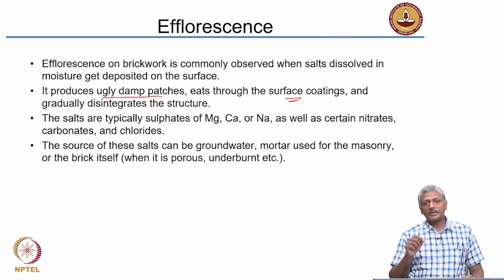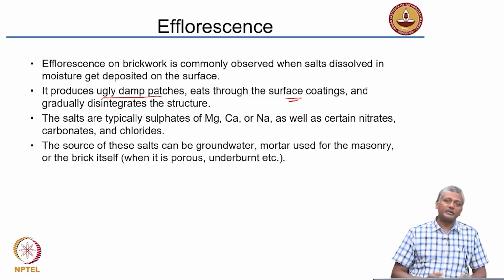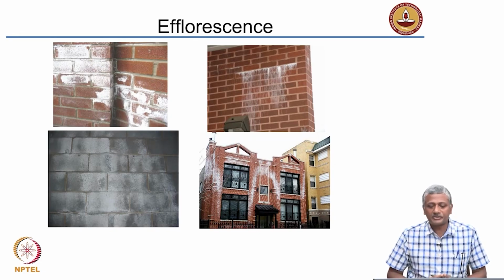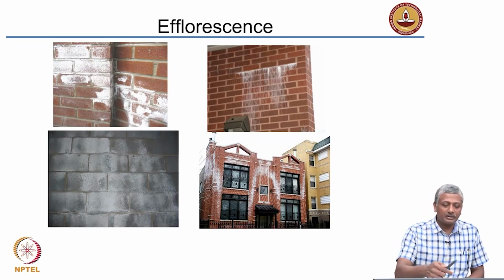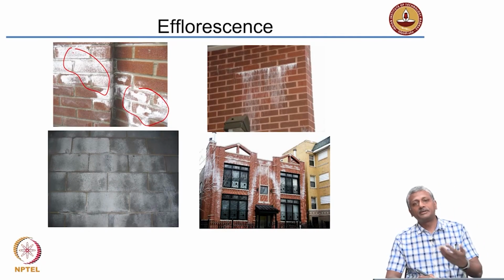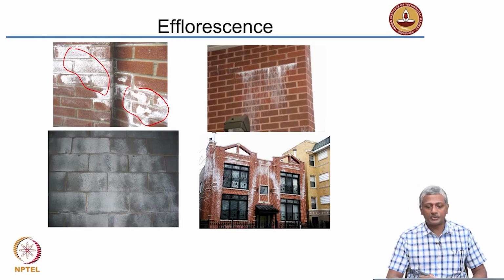So, you want the bricks to absorb less water, not just from the external surroundings, but also from the mortar that is used for binding the bricks together. So, I will show you some pictures of efflorescence. This is quite commonly seen in many structures. You can see here the ugly white damp patches that are forming on the surface. As they dry up, the salts crystallize and form these white patches.